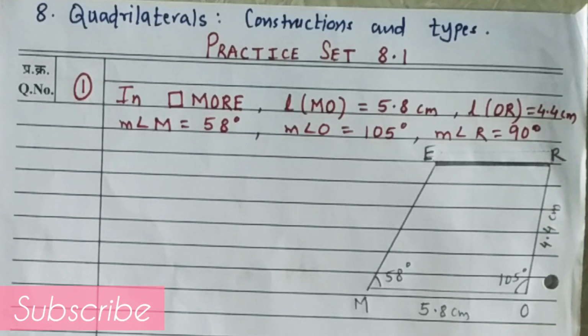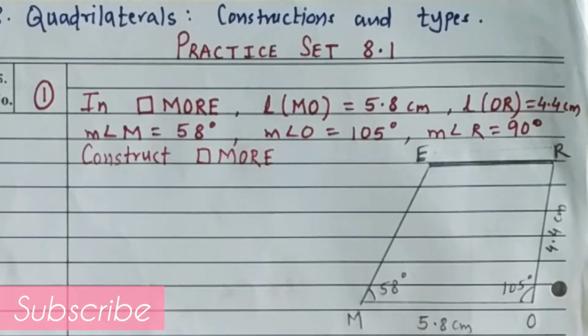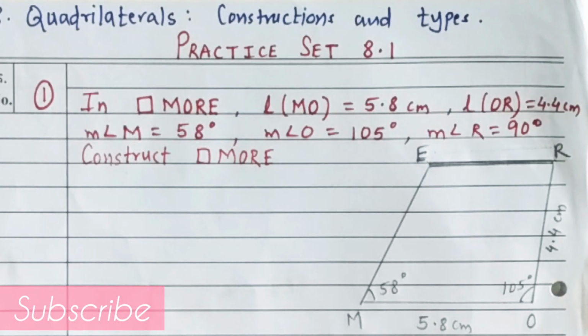Practice set 8.1, first example. In quadrilateral MORE, length MO is equal to 5.8 centimeter, length OR is equal to 4.4 centimeter, measure of angle M is equal to 58 degree, measure of angle O is equal to 105 degree, and measure of angle R is equal to 90 degree. Construct quadrilateral MORE.